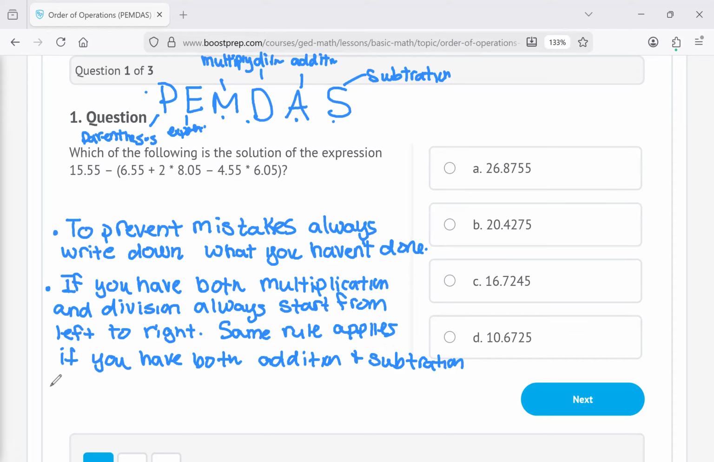One more last thing about PEMDAS. If you have more than one parentheses, always start in the inner parentheses and move your way out. If you have more than one order of operation inside the parentheses, always use PEMDAS again. Sometimes you'll have problems with more than one parentheses, so start with the inner and make your way out, and if there is more than one order of operation inside, just start with PEMDAS all over again. I know that sounds confusing, but I'll explain.